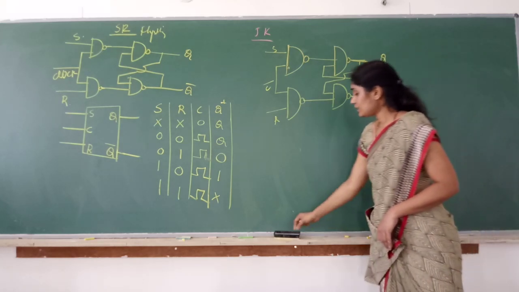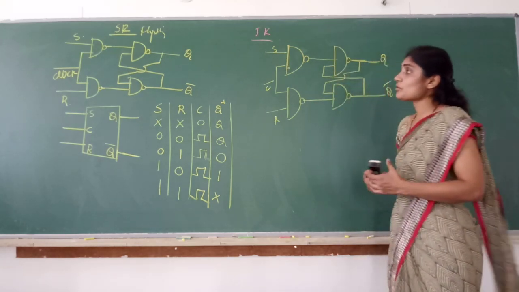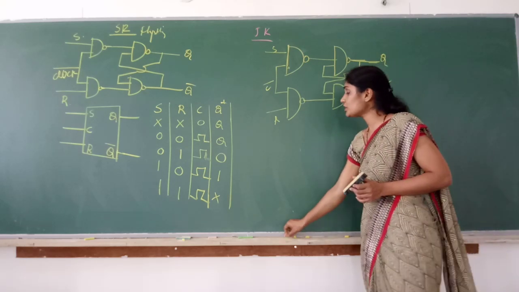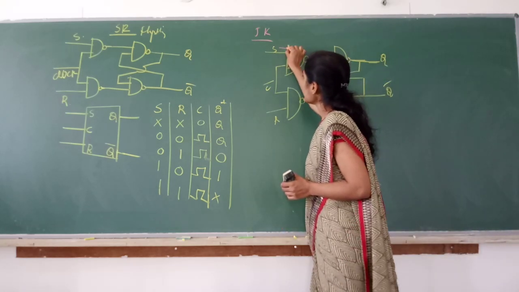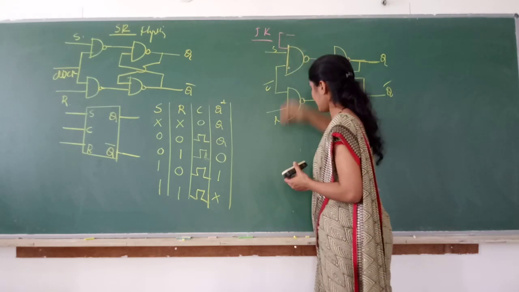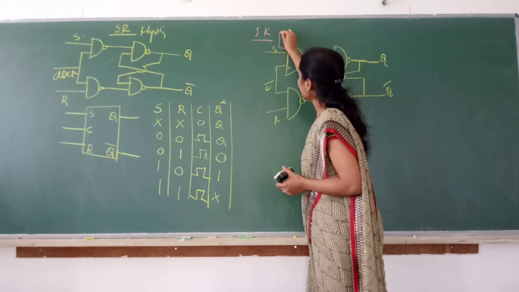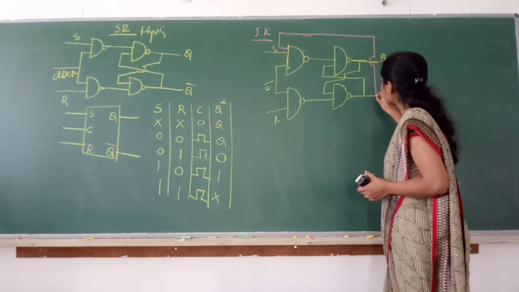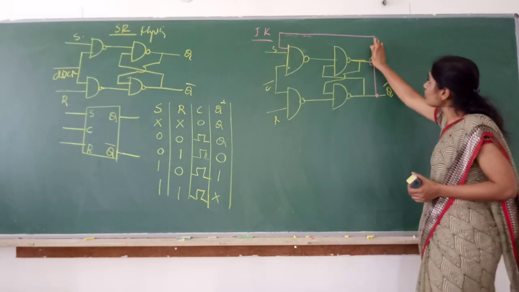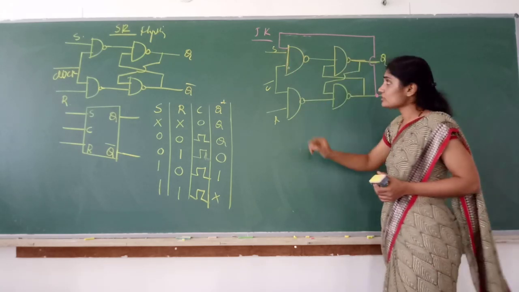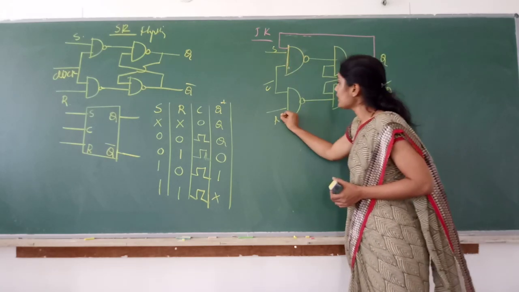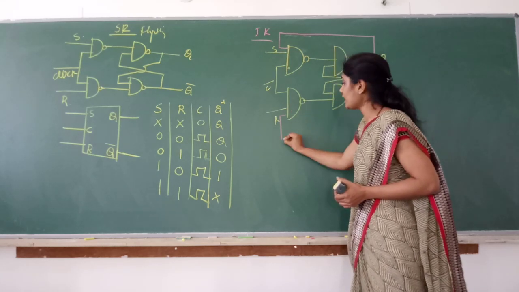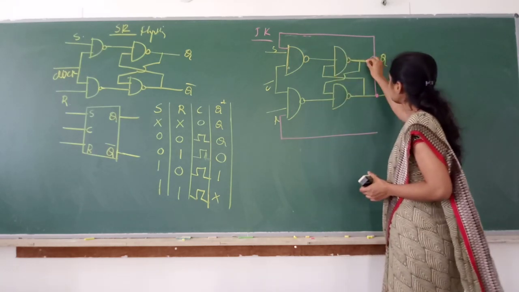Now, what is the modification that we have to do in SR flip-flop? So look at the connection. The modification that you have to do is connect one more input to the first NAND gate. To the first NAND gate, connect one more input, that is from Q bar. You connect Q bar to the first NAND gate. So first NAND gate has 3 inputs. Similarly for the lower NAND gate, connect it from Q.